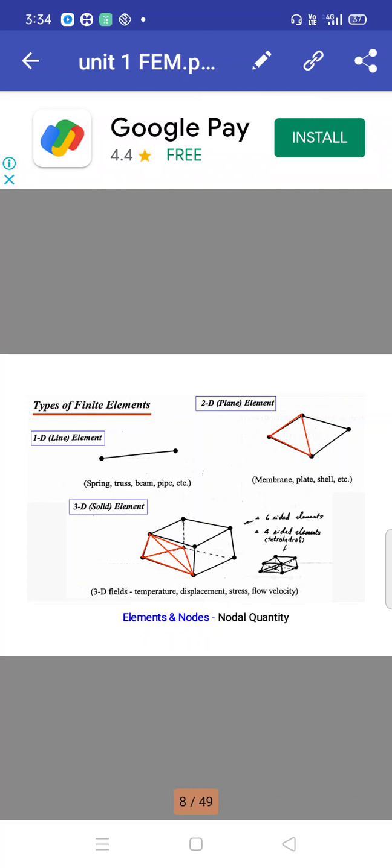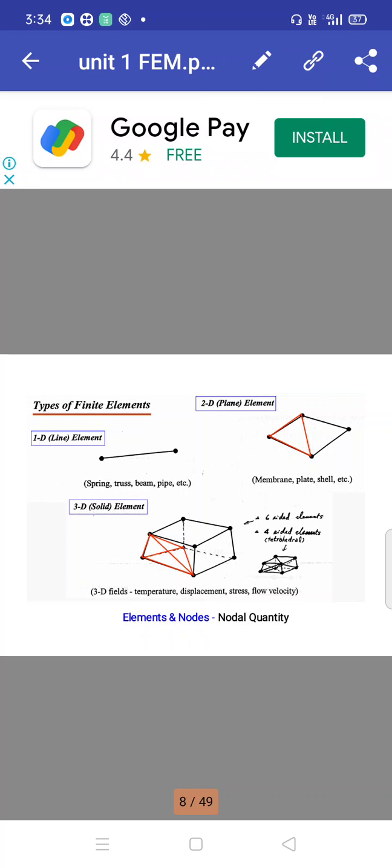For example, two dimensional or 2D plane elements: membrane, plate, shell, something like that. Then three dimensional elements, or we can call them three dimensional solid elements. It's a closed structure. It has more than three nodes, or we can say more than four nodes. Why? Because the one dimensional element has two nodes, two dimensional elements have three nodes, then three dimensional elements have more than four nodes. So that's why we call them three dimensional elements.